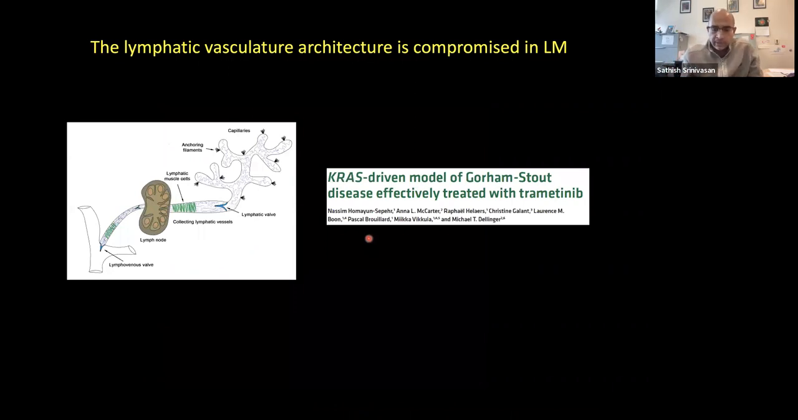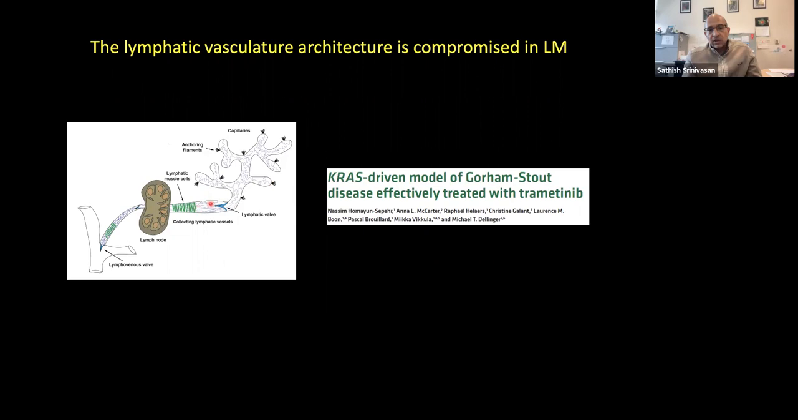And I should have mentioned this one. So these activating mutations in RAS or PIK3CA, they appear to compromise the basic lymphatic architecture, right? So I mentioned to you about the capillaries, which have button-like junctions. This architecture appears to be changed. They seem to have a lot of zipper-like junctions in the capillaries.